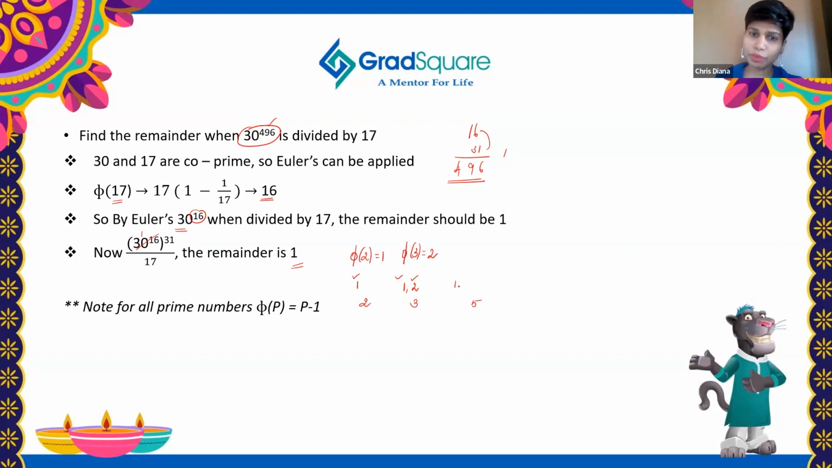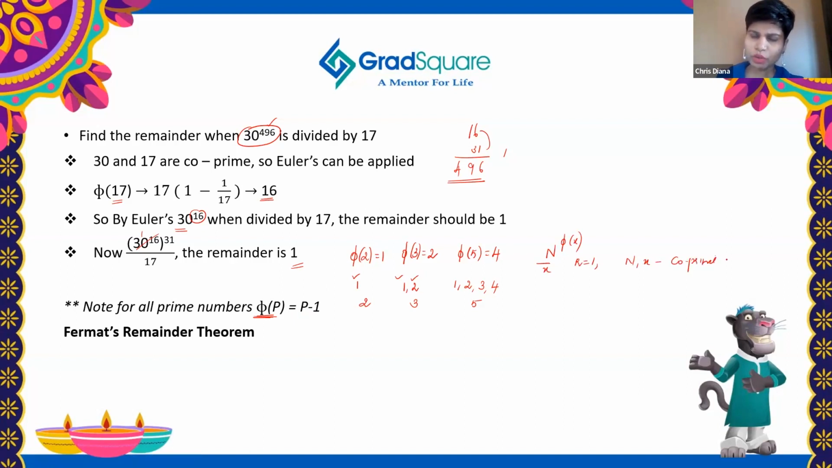Similarly, going on with 5: 1, 2, 3 and 4, all of these are co-prime to 5. So phi of 5 is going to be 4. So you'll see that phi of any prime number is equal to that number minus 1, because all the positive integers below that particular number will be co-prime to it. So with this in mind, we can come to Fermat's remainder theorem. As per Euler's theorem, we know that n to the power phi of x when divided by x, the remainder is always going to be 1 if n and x are co-prime to each other.